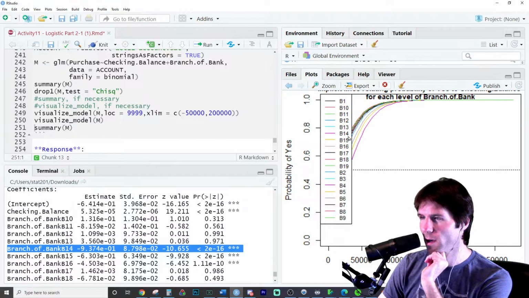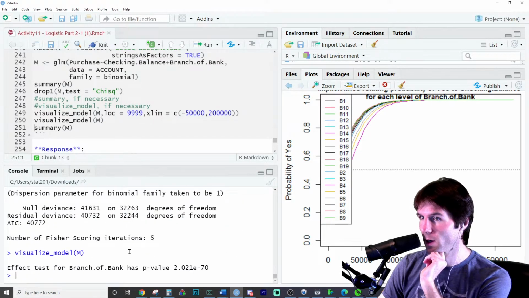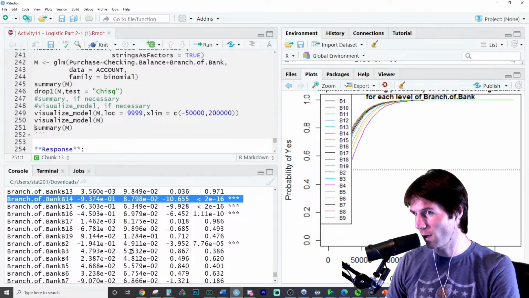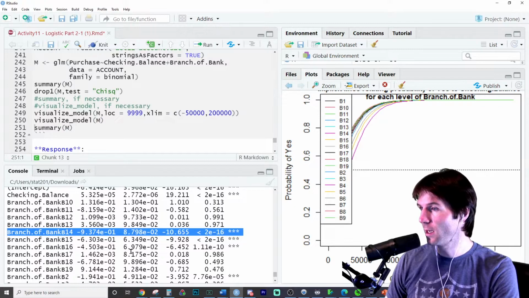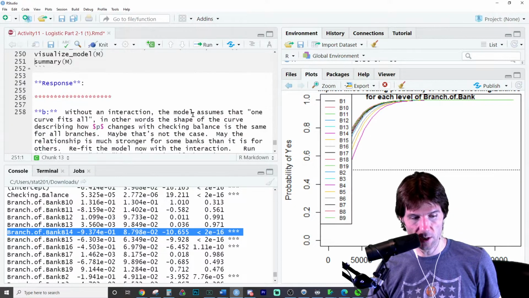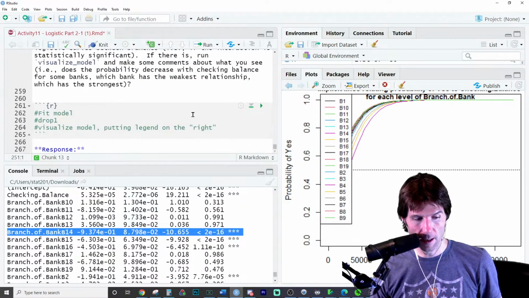It's this line right here. Bunch of lines piled up here with positive coefficients, but this line is the most below in probabilities. So two customers who are otherwise identical, but one banks at bank 1 and the other banks at bank 14. The person who banks at bank 14 is less likely to make a purchase than the person at bank 1.